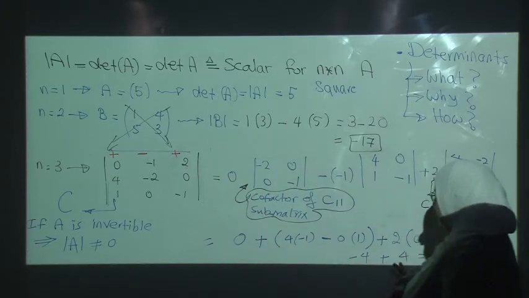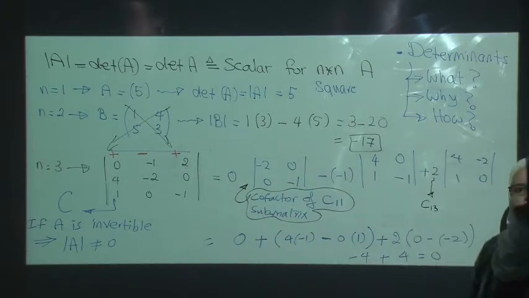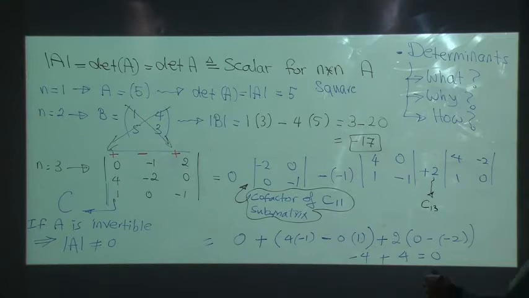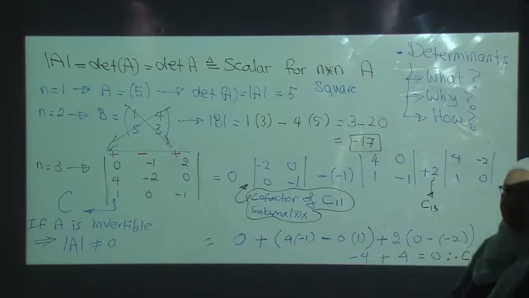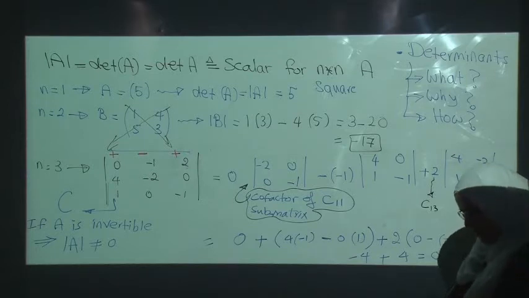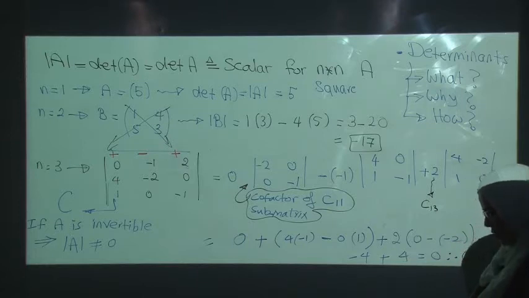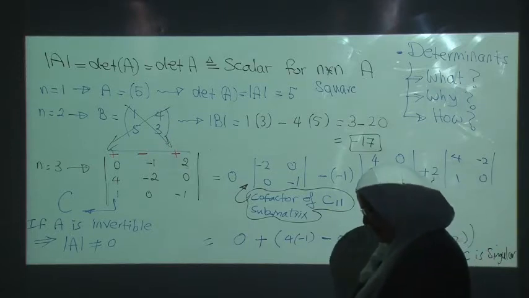Here the determinant is equal to 0, which means what? That it is not invertible, which we call singular. So here the matrix has no inverse. This means that C is a singular matrix, or it has no inverse. Let's move to another exercise.